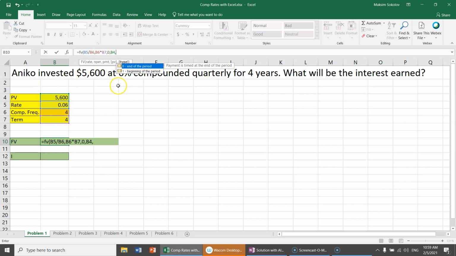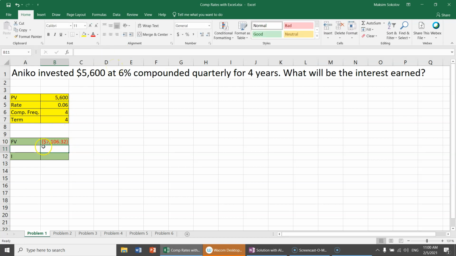And then we need to specify the type of annuity. Because that's not an annuity, we don't care about the type here, and we can use any type of annuity. So we'll use 0 here for end of period annuity. Because that's not an annuity, that will not make any difference. If I press enter, the answer will be $7,106.32. The thing is that Excel gave us the answer as the negative number.